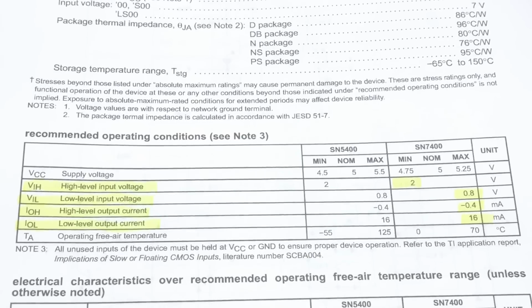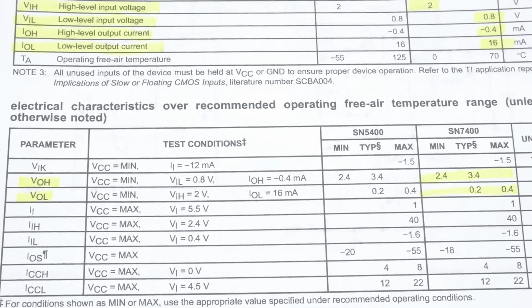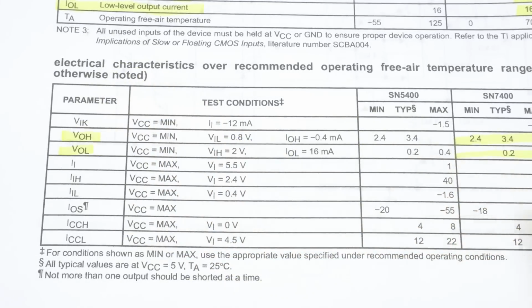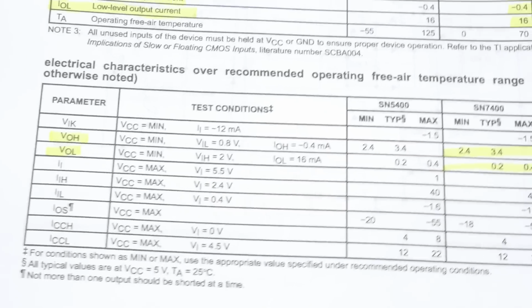All right. We can look at some other numbers here. Here's your voltage high, your voltage low. Somewhere, worst case, it's 2.4 volts, and worst case, it's 0.4 volts. So again, we're within spec.